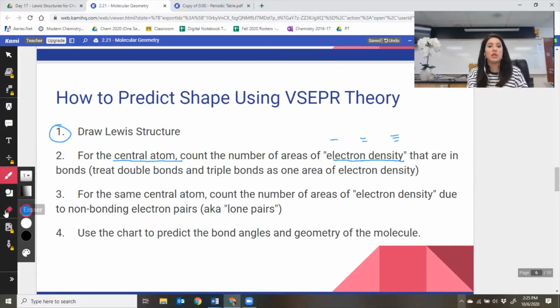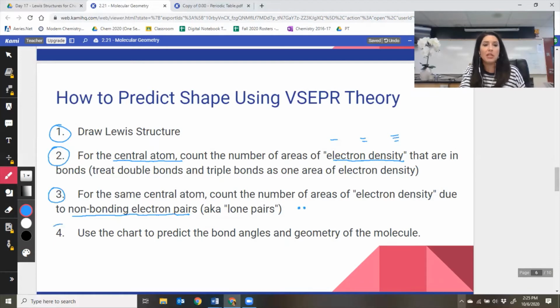You'll also want to count up the number of areas of electron density due to non-bonding electron pairs. Another word for that is lone pairs. So these are those little pairs of electrons on top, bottom, left, or right of the central atom. And that's a different type of electron density. So we look at the number of bonding electron density areas and the number of lone pair electron density areas. And once we have those two values, we'll be able to make some predictions about the shape.